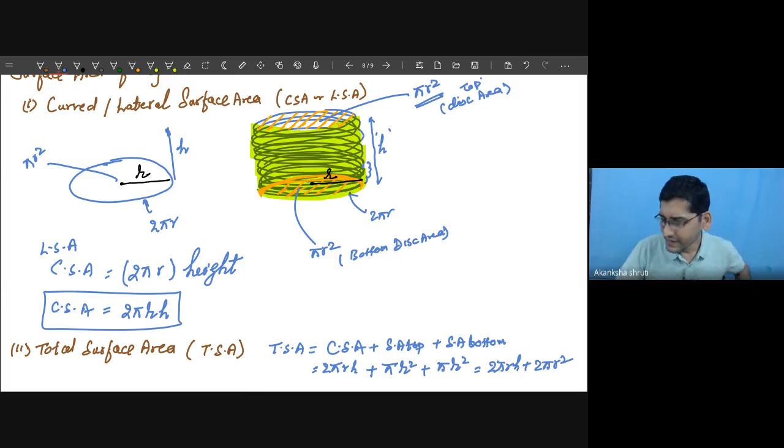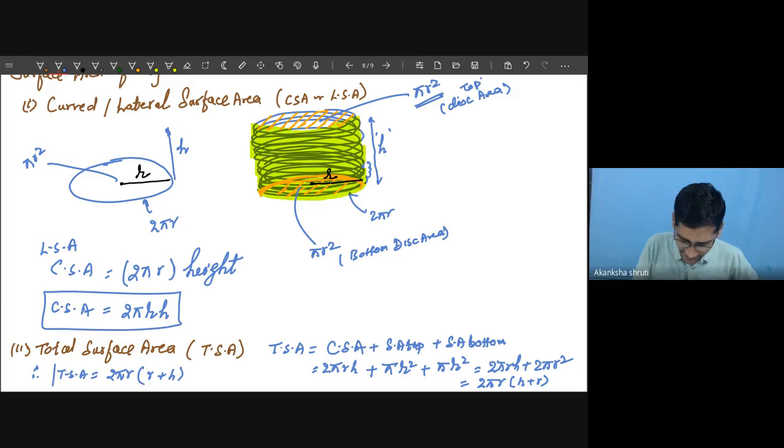Here, we can take this 2 pi r as common. We will be left with h plus r. Therefore, this TSA is calculated by the formula 2 pi r, take it outside, and inside the bracket, you have to add h plus r. r plus h or h plus r mean the same thing.